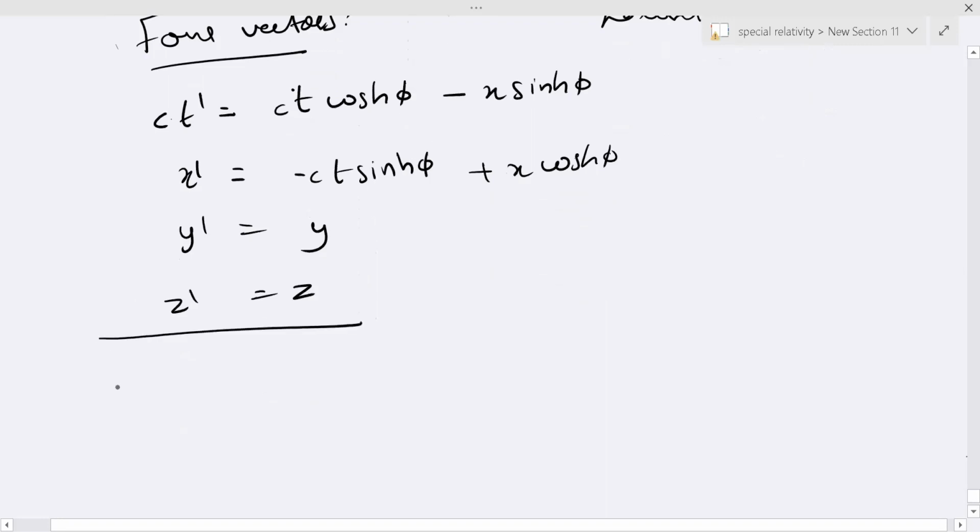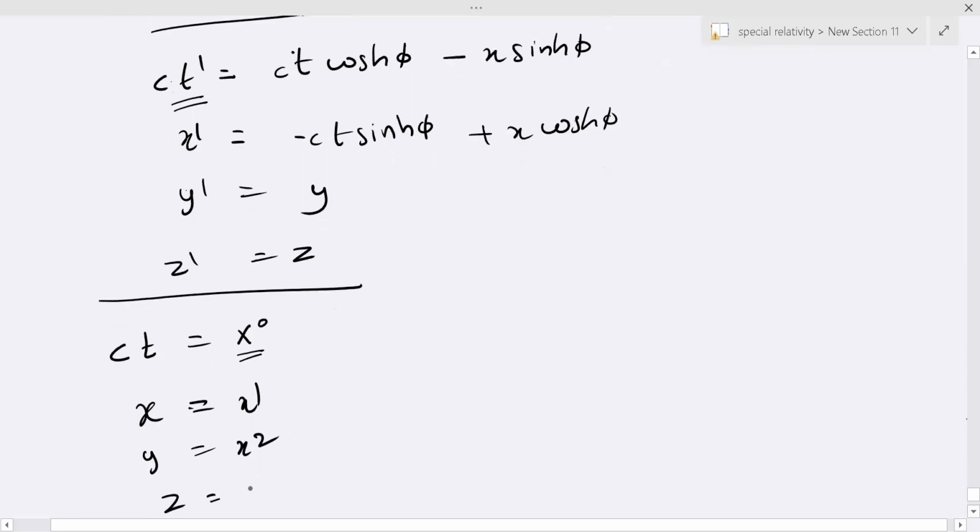Now again we write the new notation. We'll write ct as x0, because we have four coordinates here: 1, 2, 3, 4. So the time component we always write as x0. In some textbooks they write it as x4, but we don't use it anymore. The time component is mostly written as the zeroth component. Okay, and we'll write ct as x0 and x as x1, y as x2, and z as x3.